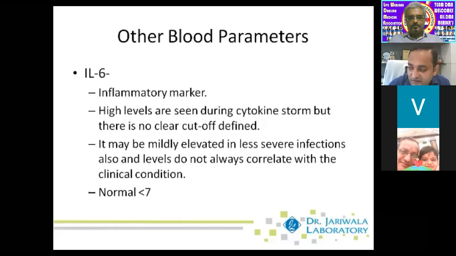IL-6 or interleukin 6 is another parameter which has become very famous now. It is of course now available. Earlier it was not available very easily. Interleukin 6 is an inflammatory marker, and high levels are, as expected, seen during the cytokine storm. In addition to IL-6, there are several other markers like IL-10 and IL-5, which are also elevated.